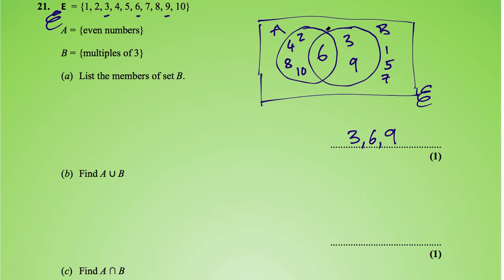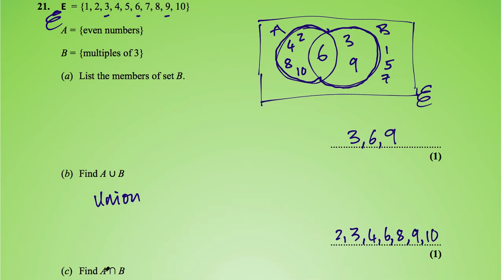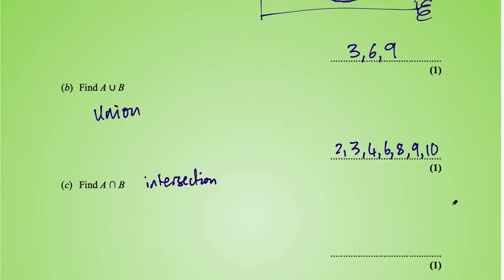A union B represents everything in A or B or both. So those are the numbers 2, 3, 4, 6, 8, 9, and 10. Everything in both circles. A intersection B means A and B at the same time. That means this bit in the middle. So that's 6 only.